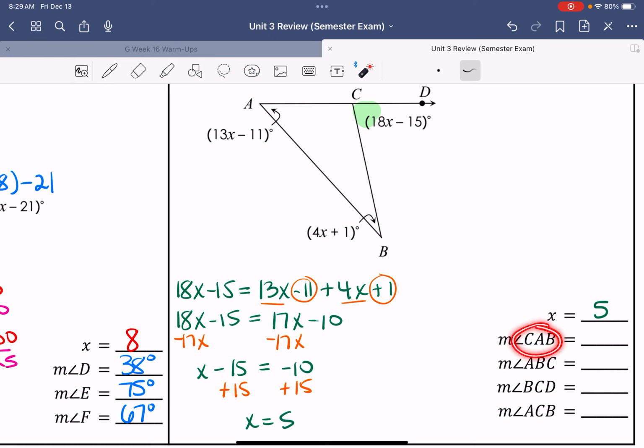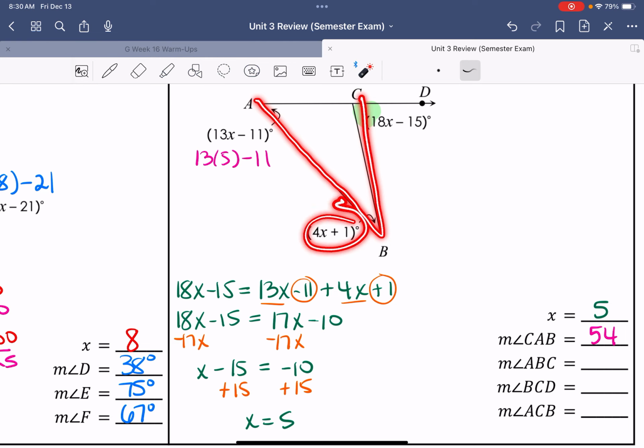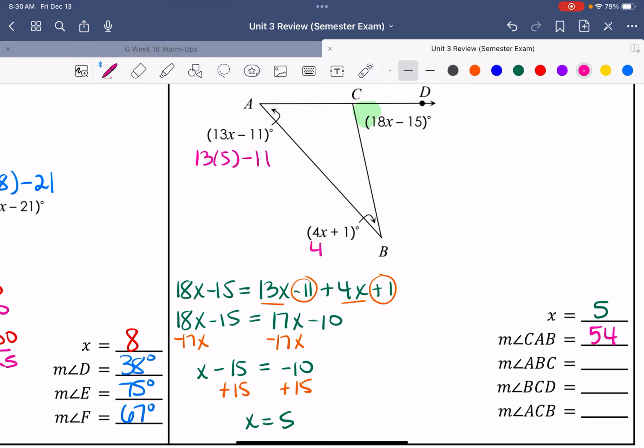This one, they're using 3 letters because they're being super specific about their angles. So those 3 letters, C, A, B, that means that they're talking about this angle here. So 13 times 5 minus 11. That gives us 54. Okay, now this one, ABC. So that's this one. We're going to have 4 times 5 plus 1, and that gives me 21.